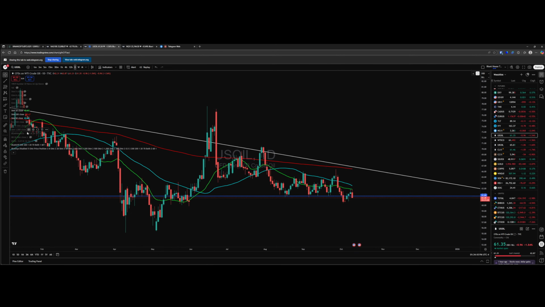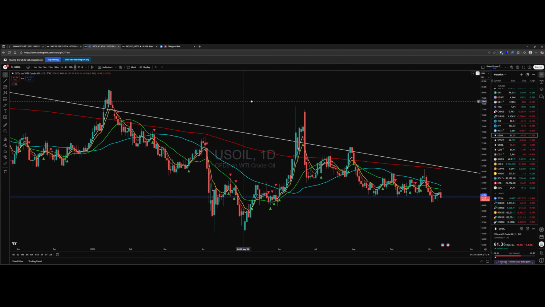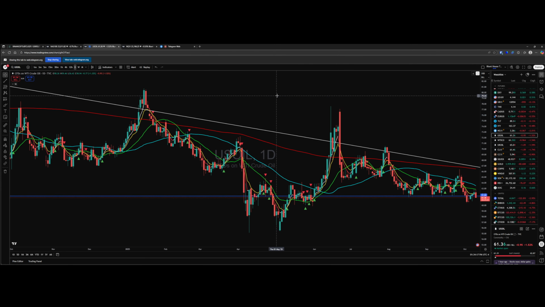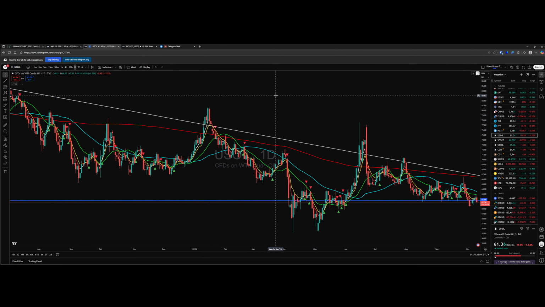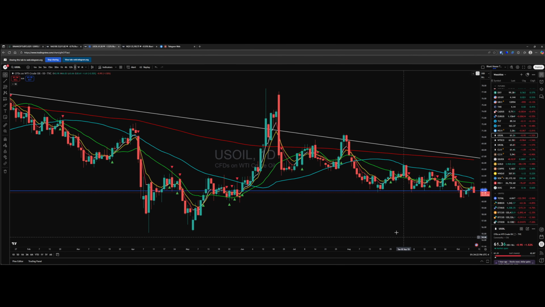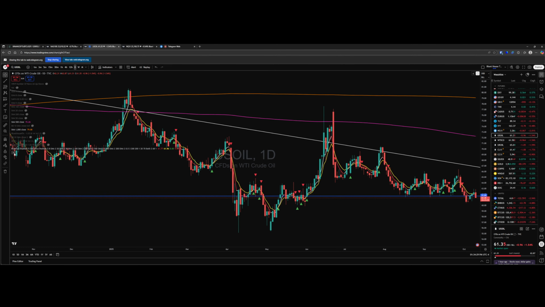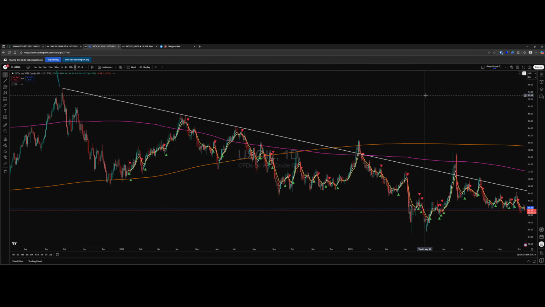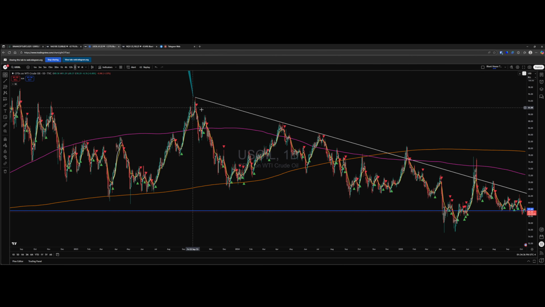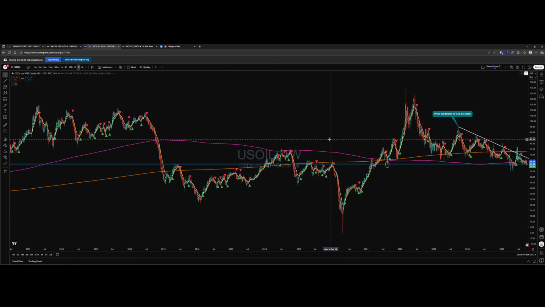Take the volume profile off of oil because oil just can't get out of its own way. Here we are again. There's our 61.66 target. I'm just going to take these guys off and add our super long-term averages that are going to tell us everything we need to know about trend. There's when we made the $61 prediction back here. It'll be cleaner on the weekly.